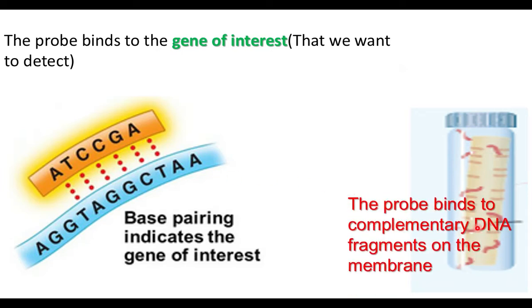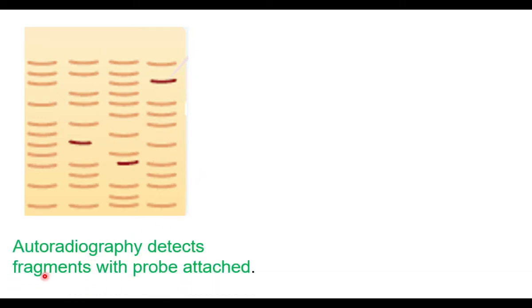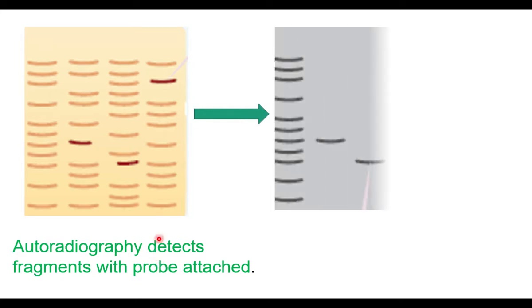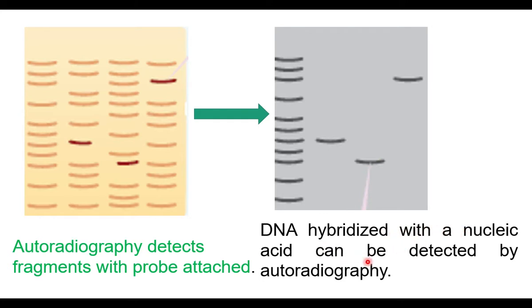The probe binds to the complementary DNA fragments on the membrane and forms hybrid DNA. So in 3 areas hybrid DNAs are formed. They are double-stranded DNA. Autoradiography detects the fragments with probe attached. In which area the probe is attached and forms a hybrid DNA, that can be detected by autoradiography. Autoradiography shows the hybrid DNA formation. The probes are attached with the complementary DNA fragments and form a hybrid DNA. The DNA hybridized with the nucleic acid can be detected by autoradiography.